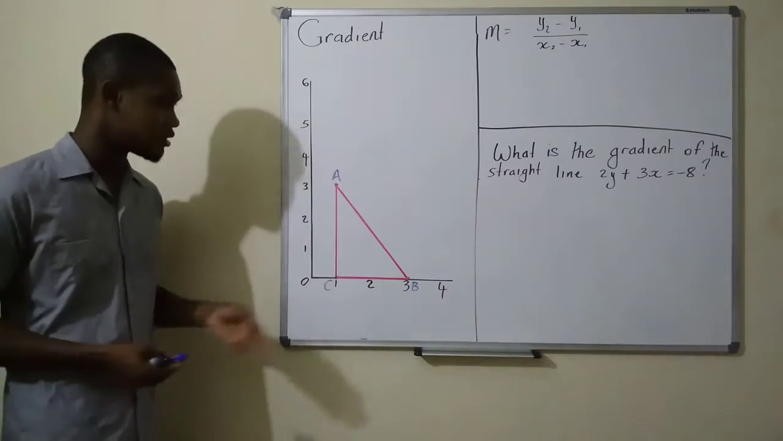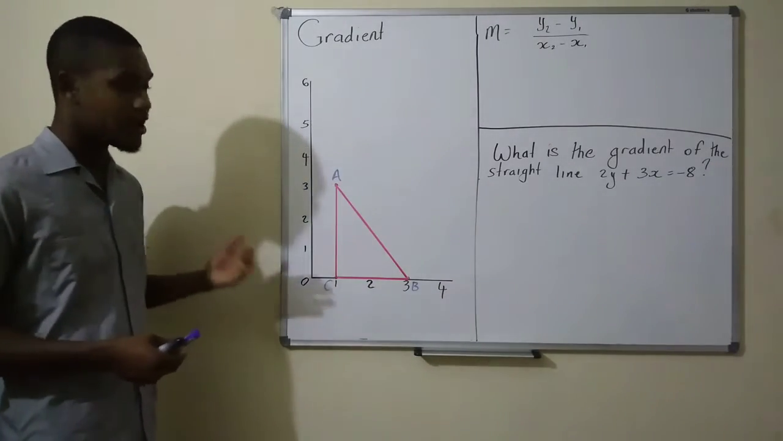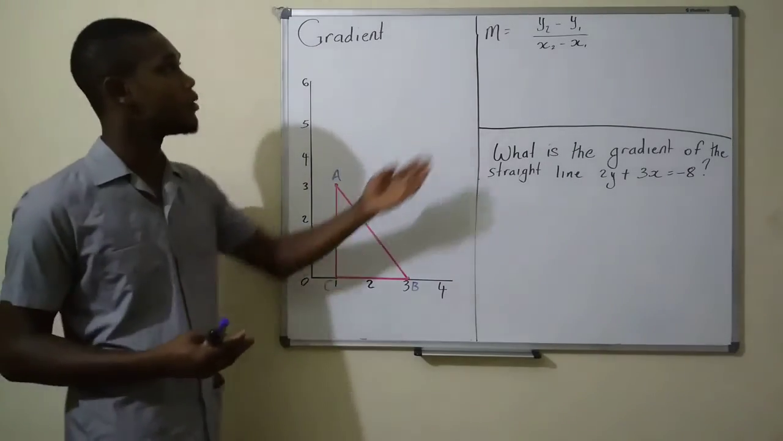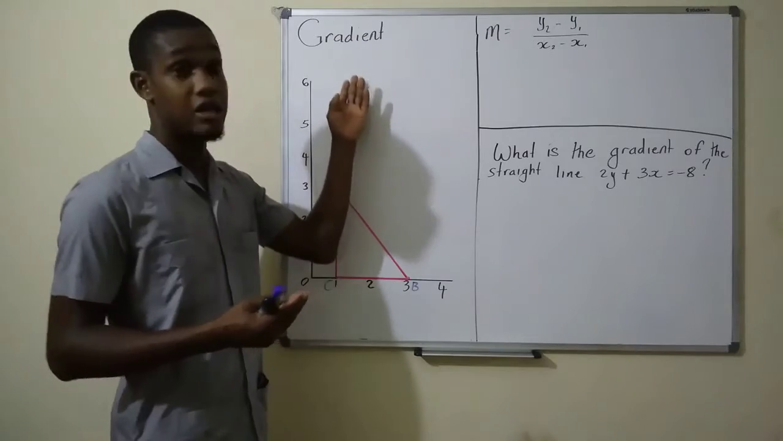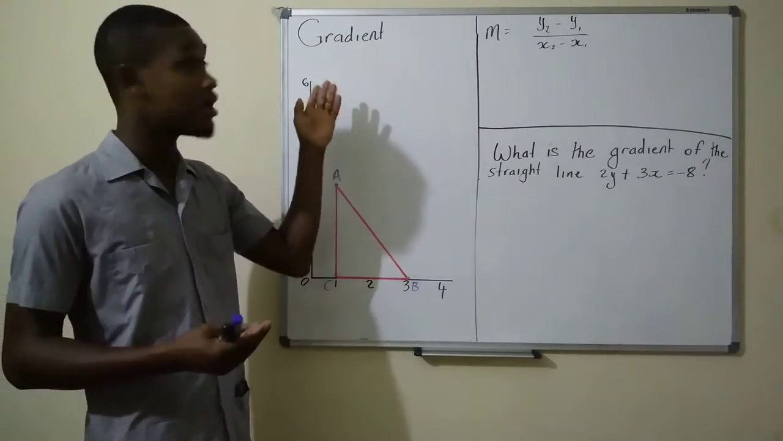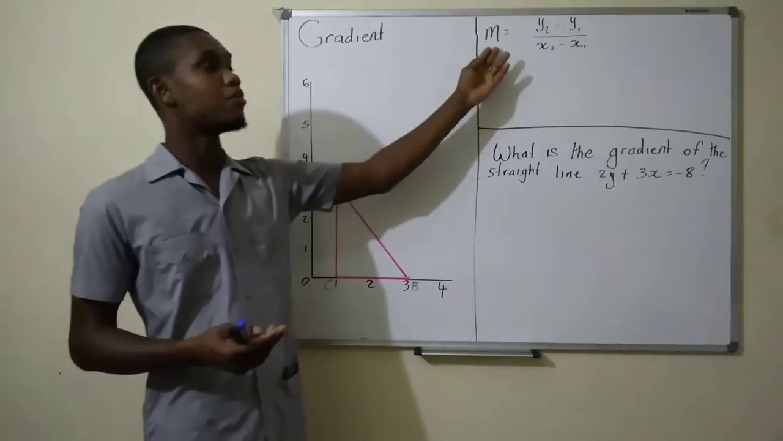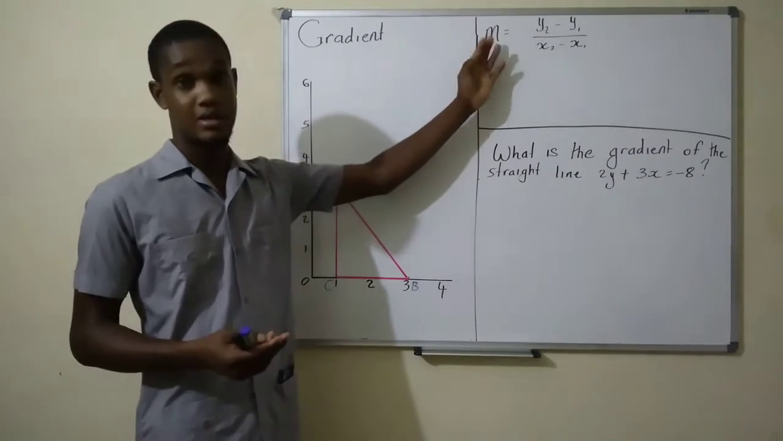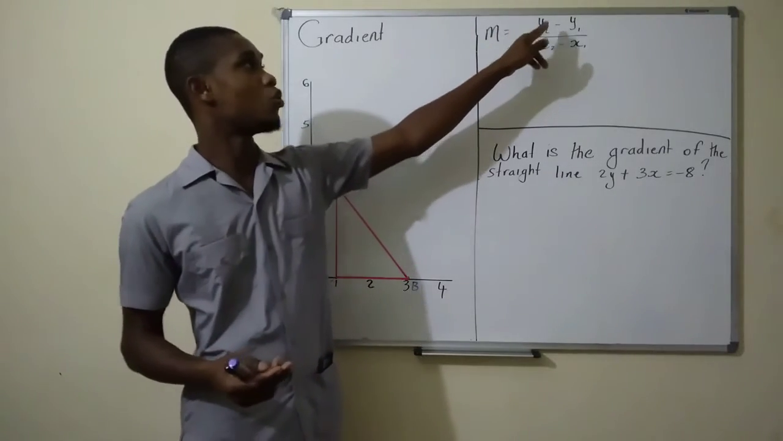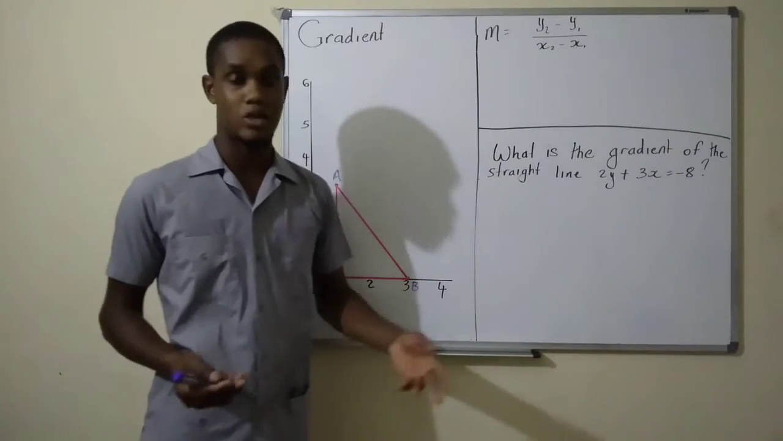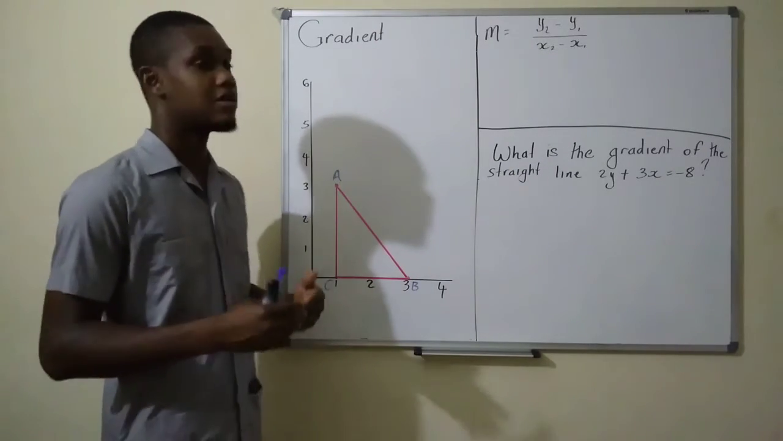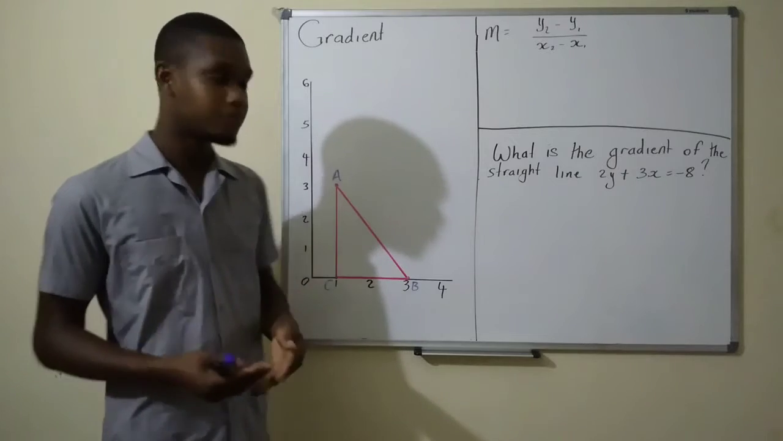For you to find the gradient, there is a simple formula which is written right here. M is the shortening for gradient. Even though gradient starts with G and there's no M in it, the symbol for gradient is usually M. So M is equal to y2 minus y1 over x2 minus x1. And sometimes you'll see persons saying rise over run.